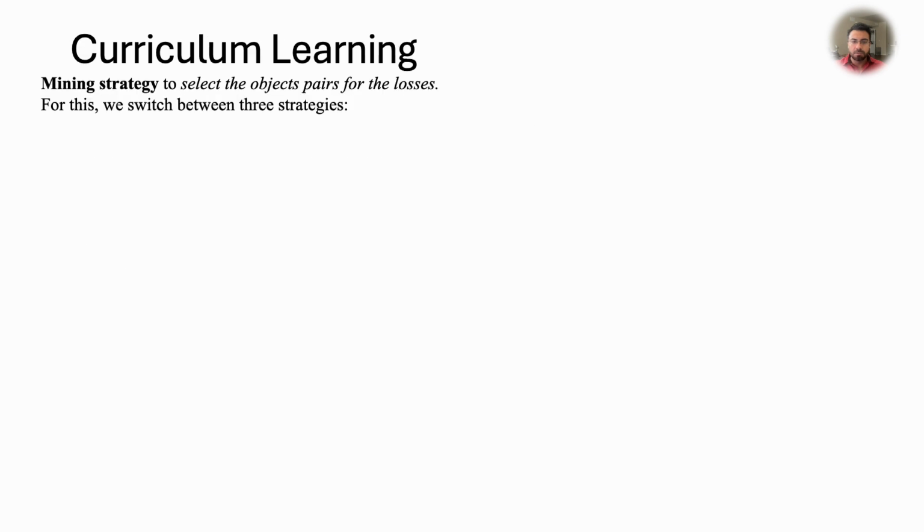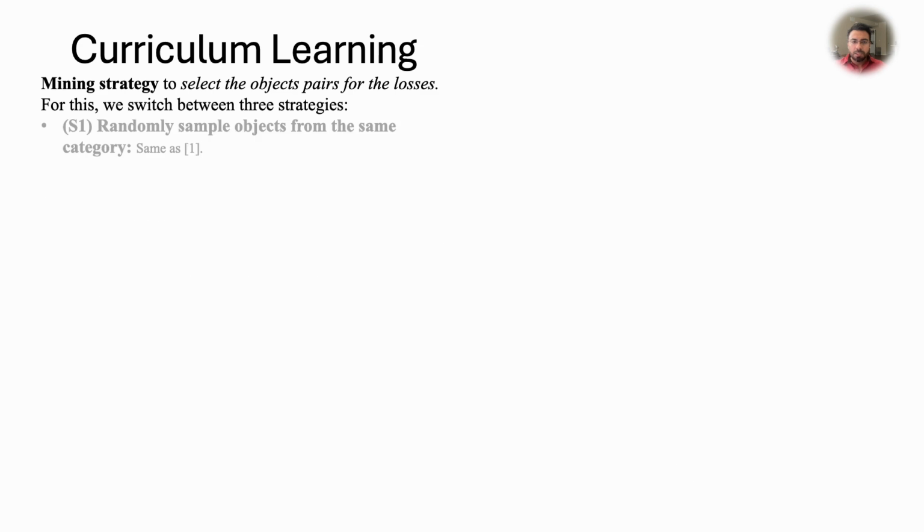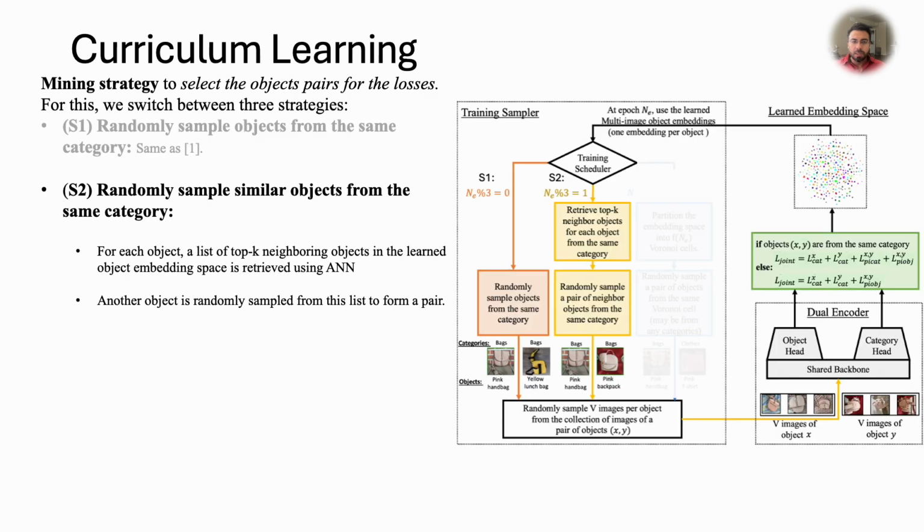In our mining strategy, we switch between three strategies. First, we randomly sample objects from the same category like Pyro, which may sample diverse object pairs from the same category. Next, we randomly sample similar objects from the same category by using approximate nearest neighbor to select a neighboring object from the same category. For S1 and S2, the joint loss is the same as Pyro, which is the sum of all the object and category losses.